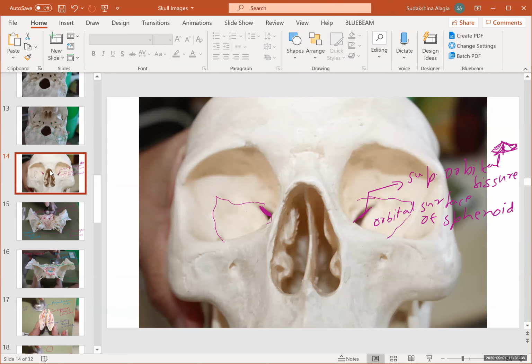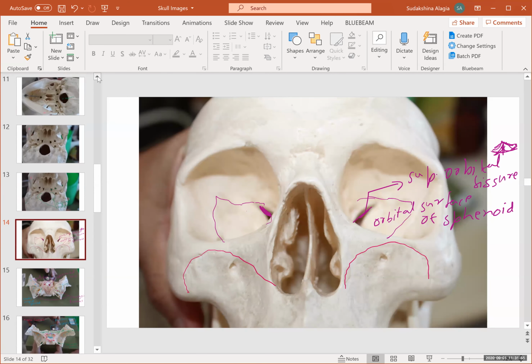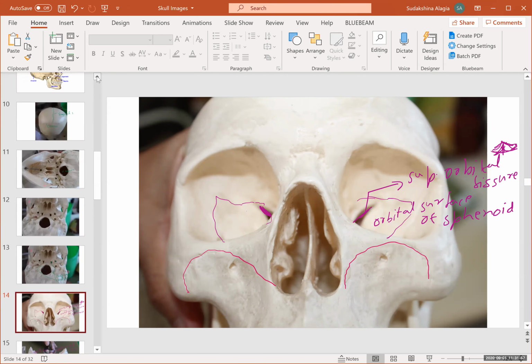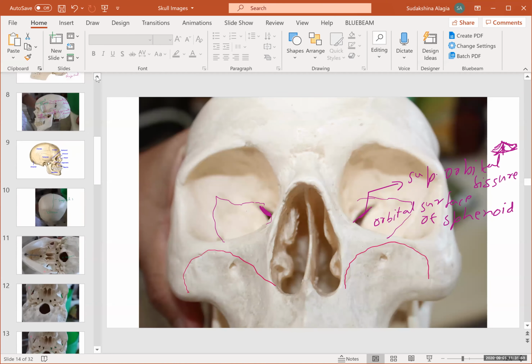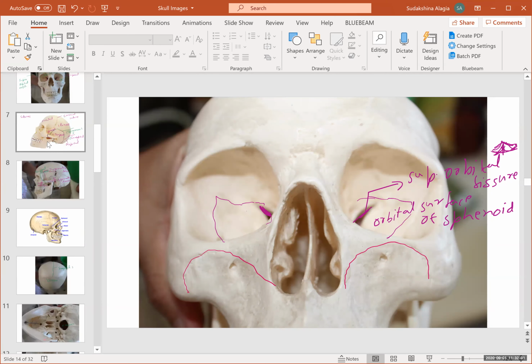Where is it on the skull? Where is the maxillary bone on the skull? Basically, trace this line all the way to where the teeth are. So I'm going to back off a little bit and show you here.